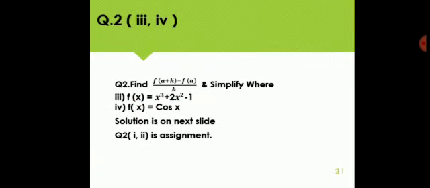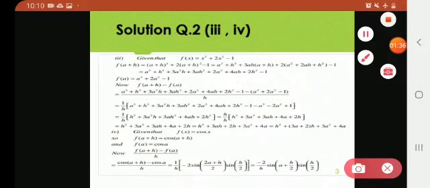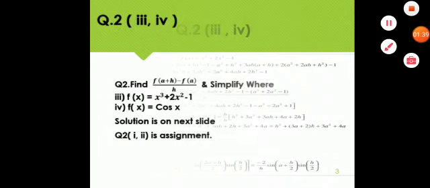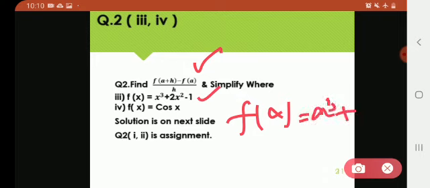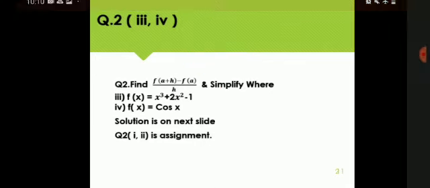Similarly, for f of a, you will be doing it this way. F of a for this function would be a cube plus 2a square minus 1, right? This is a minus 1. So that's how you are going to find these two values, and then after subtraction and dividing them by h, the simplified form would be your required answer.